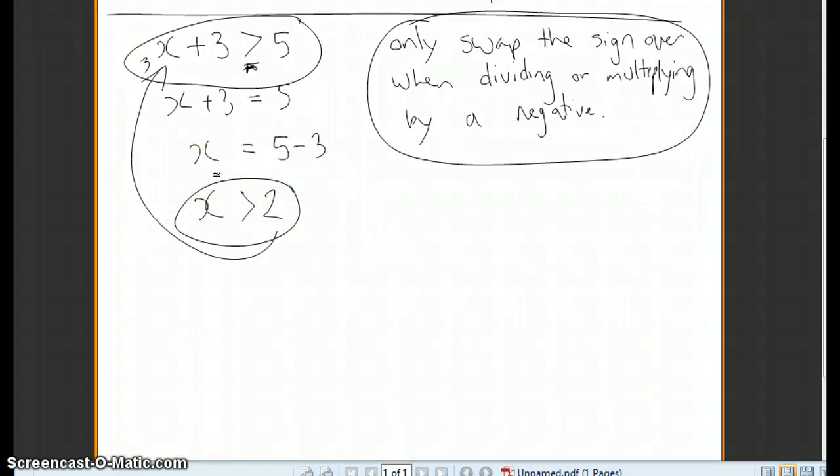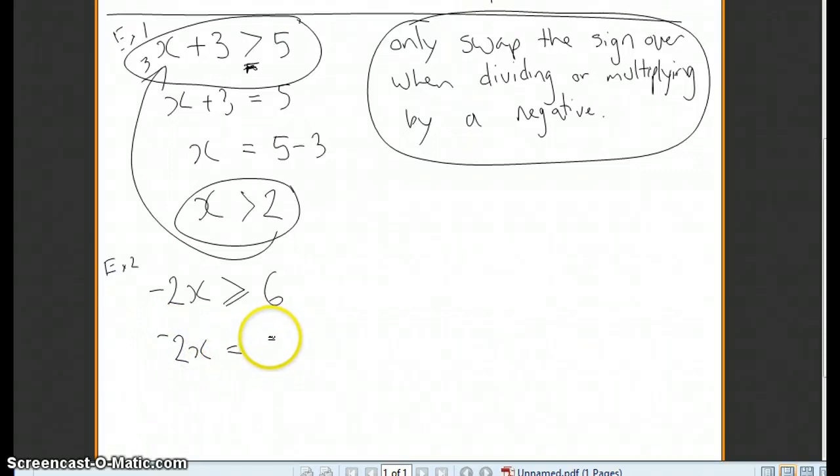Let's just do one with a negative in it to show you what I mean by changing the sign. Negative 2x, so this is example 2. Example 1 was the last one. Negative 2x has to be greater than or equal to 6. Okay, simple numbers. And in my mind, I'm thinking that the inequality sign is literally an equal sign. Let's move it up.